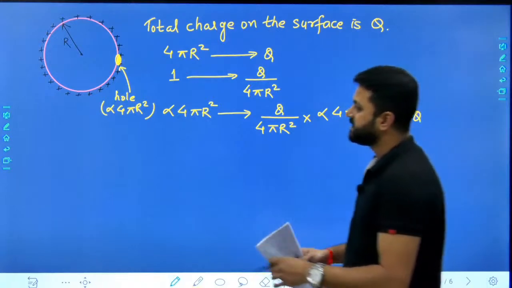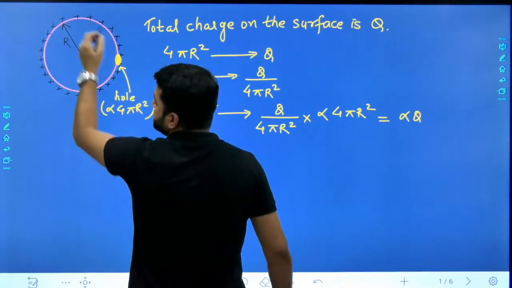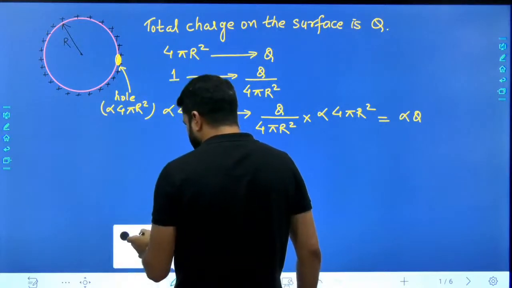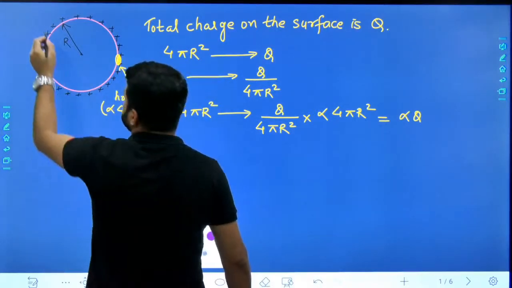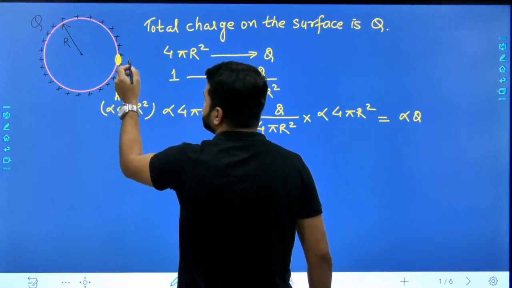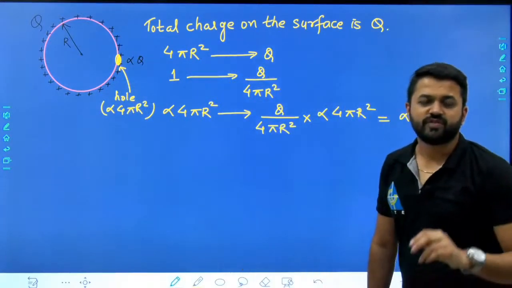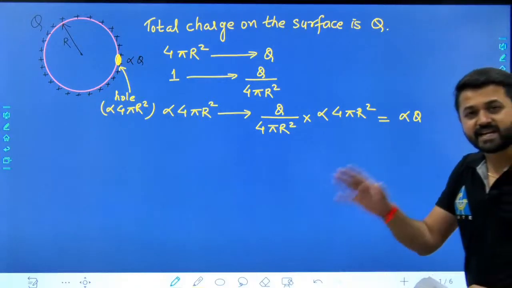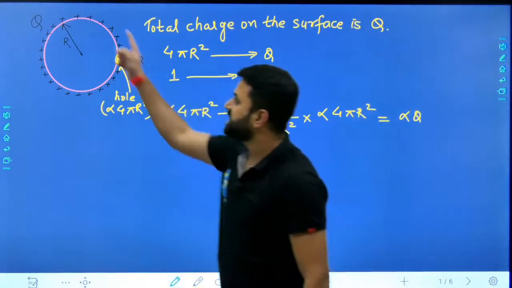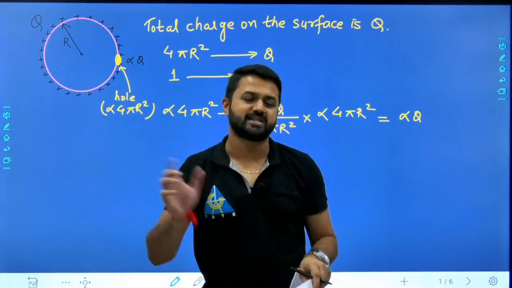So we can say that this complete sphere is having a charge Q, and this particular hole is having a charge alpha Q. So we are subtracting the charge. The complete charge is Q, and out of Q we are subtracting alpha Q.